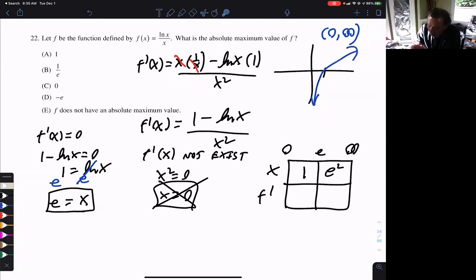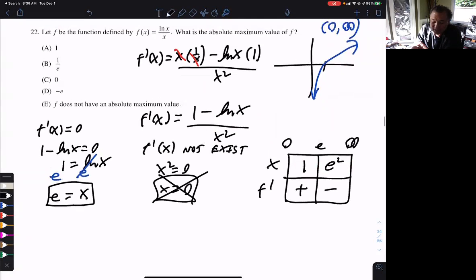Well, let's do this. Plug in 1. What's ln of 1? 0. So 1 minus 0 is 1. And 1 squared is 1. That's a positive number. So the derivative at 1 is positive. Let's plug in e squared. Ln of e squared, those cancel. Ln and e are inverse functions. 1 minus 2 is negative. And the bottom, e squared squared, is e to the 4th. A negative divided by a positive is negative.